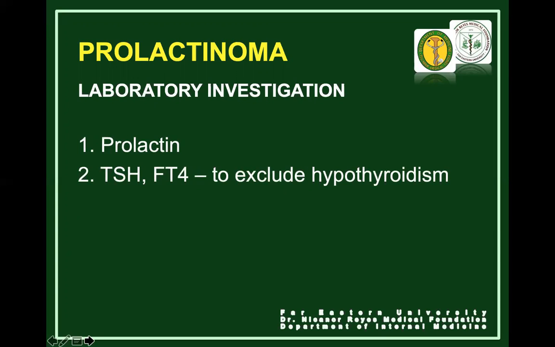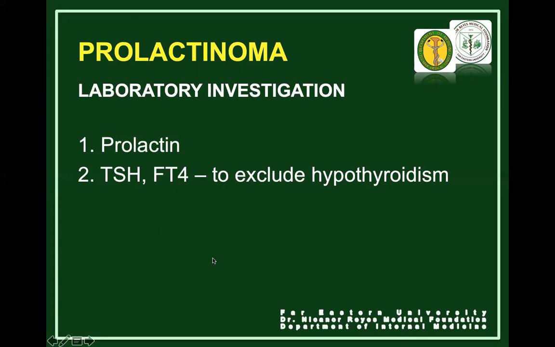So you remember in one of the systemic causes of hyperprolactinemia is hypothyroidism. So you have to exclude this one by getting the TSH and FT4. And usually, what happens is that the TSH is elevated and FT4 is low. So you have to correct this one to really get the picture of your prolactin level.